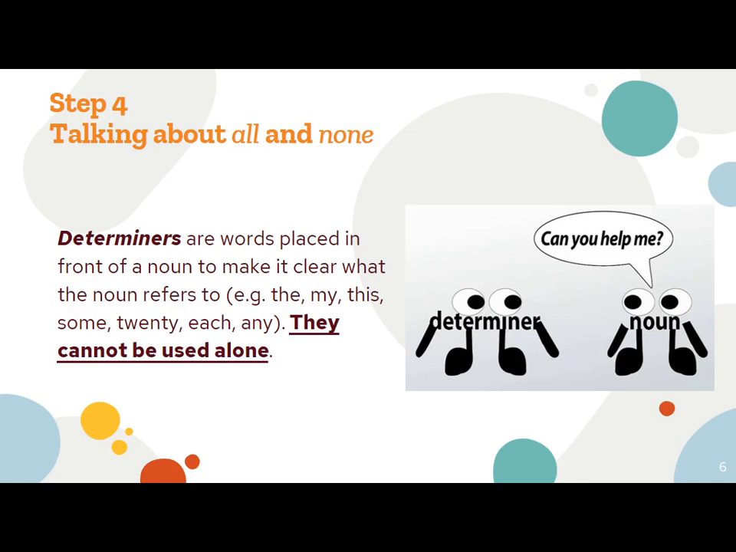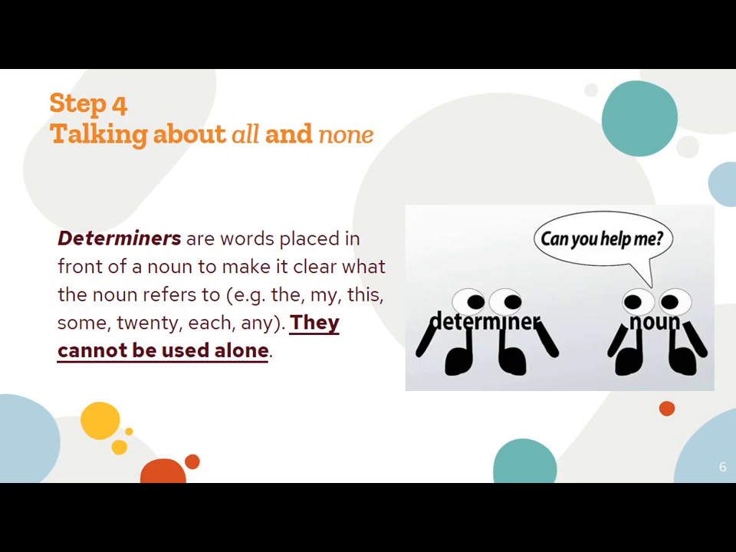So in the case of step number 4, we had information about determiners. And what are determiners, guys? Let's suppose that it is like having a girlfriend and a boyfriend. If you take a look at each of them, most of the time we're going to see them together. So a determiner is like that. A determiner is all the time together with a noun. Determiners are words placed in front of a noun to make it clear what the noun refers to.